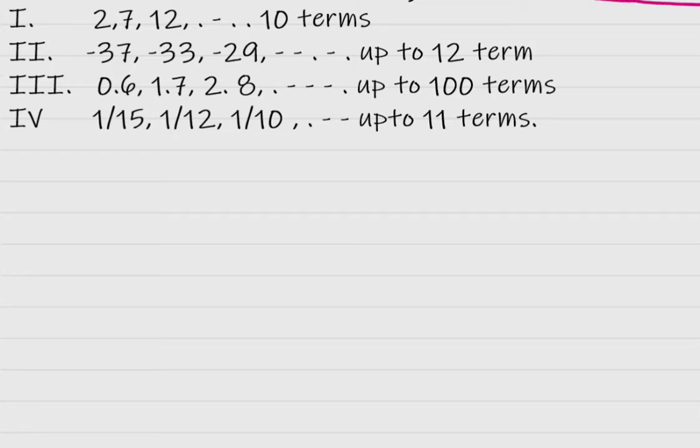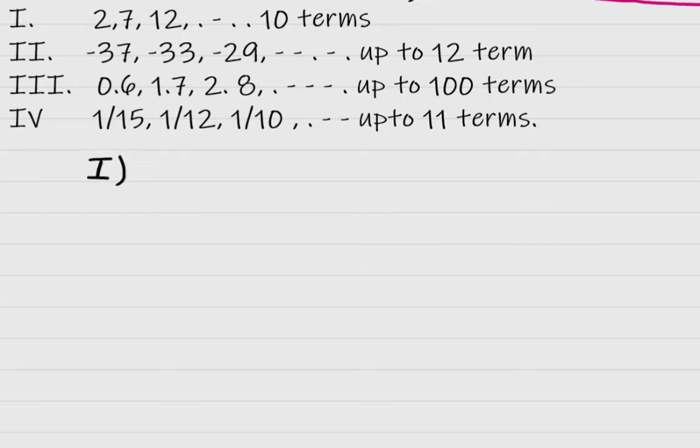What is given in question number 1? Let us see. Find the sum of the following APs. Now what is your first question? 2, 7, 12 up to 10 terms. There are 10 terms and you have to find the sum of all these terms. So let's begin with question number 1.